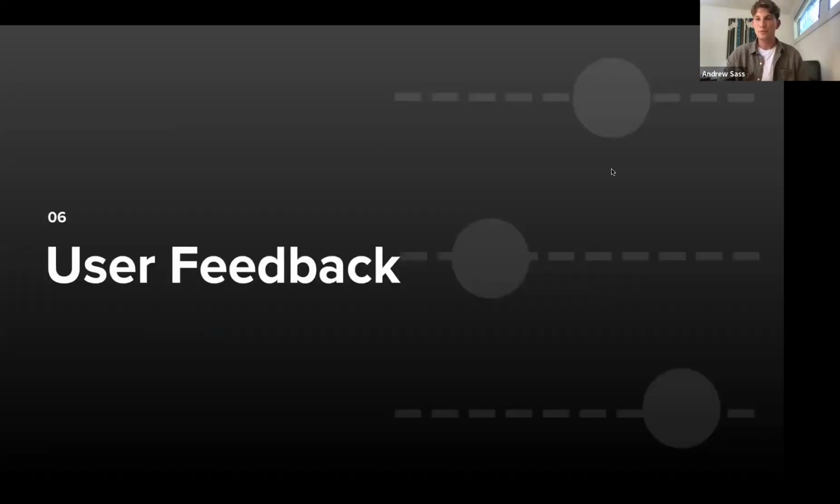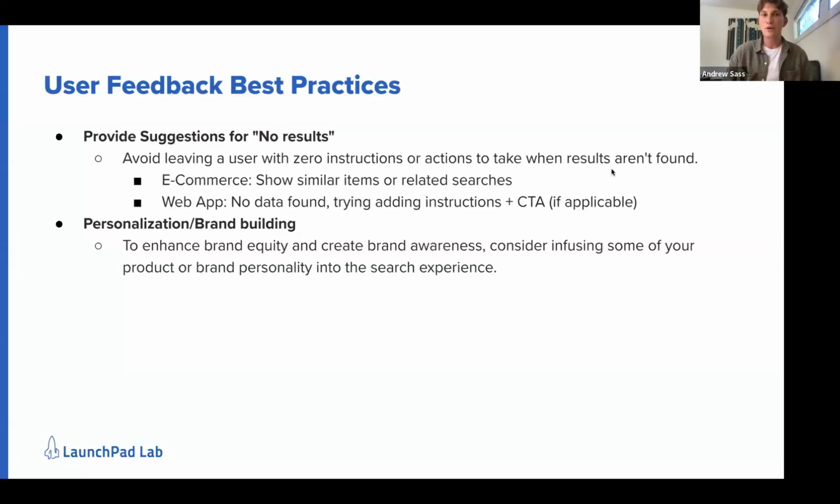Cool. One more experience would be around user feedback and how to make that a bit more important. So first, two rules of thumb within that. The first is to provide suggestions for no results. Avoid leaving users with zero interactions they can take when they get to a results page. So if they did, for whatever reason, query a page where there are no results, give them an out. For something like e-commerce, you could look to show similar items or other things that people have been searching upon. If it's a web app or just a product itself, if there's no data found, try adding instructions and even potentially a CTA if applicable, so they can start a new search, filter upon something else, or look in a help center without just being given a blank screen where they're not quite sure where to go from there.